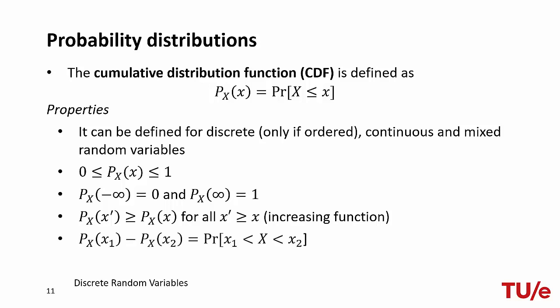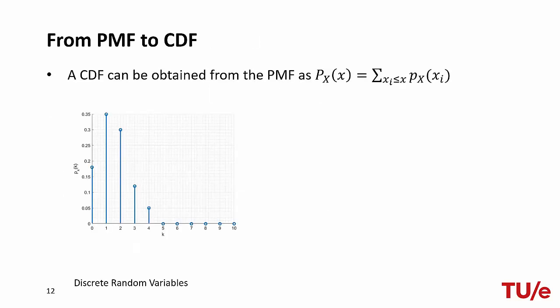Finally, the difference of the CDF calculated at two different values, x1 and x2, is equivalent to the probability of x being between these two values. An interesting relationship between the CDF and the PMF is that the CDF can be obtained from the PMF by using the formula in the slide. This formula states that the CDF at any x is obtained by summing all values of the PMF for any xi smaller than or equal to x.